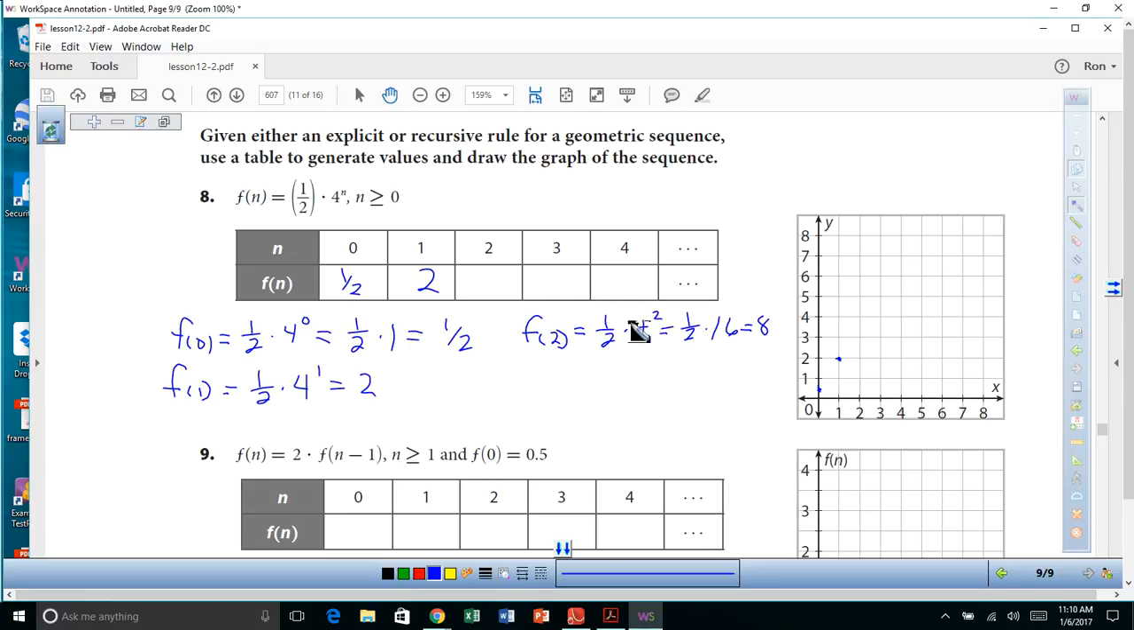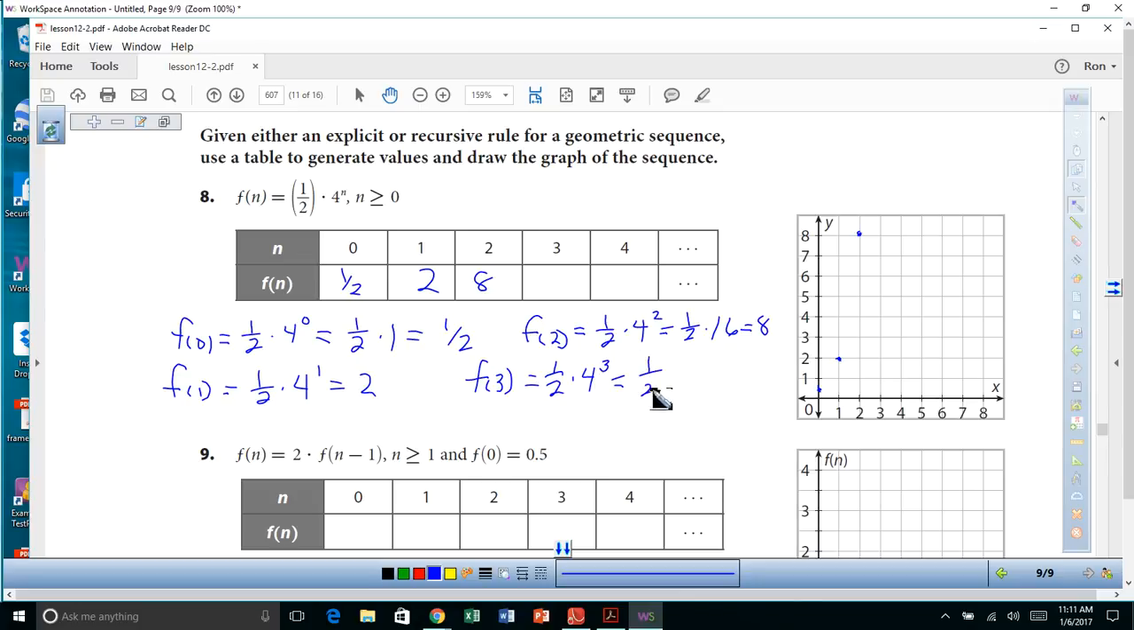4 squared is 16. Yeah, 1/2 of that is going to be 8. So 2 and 8. All right. F to the third, that's going to be 1/2 times 4 to the third.